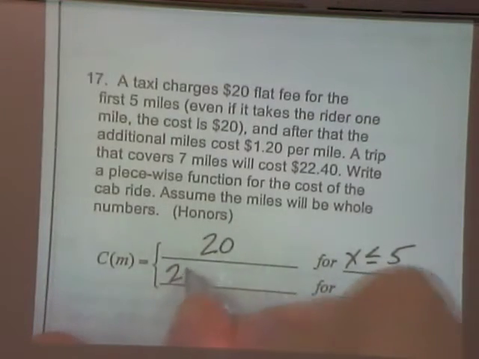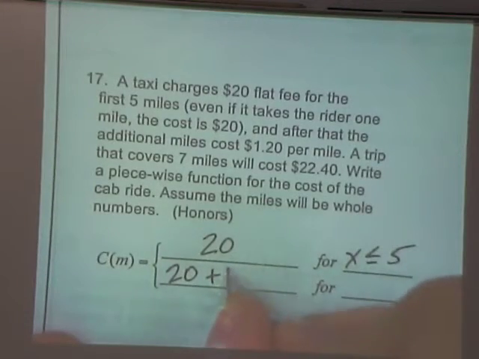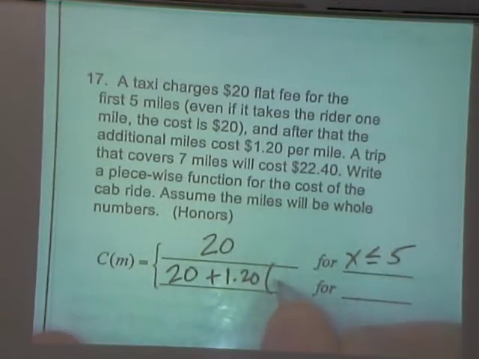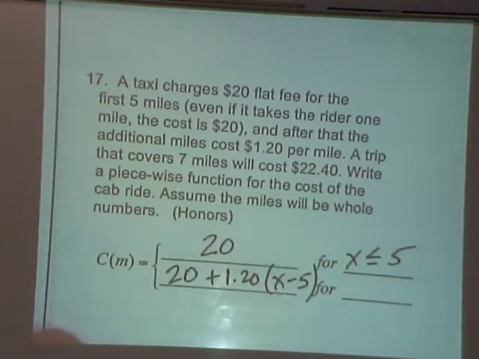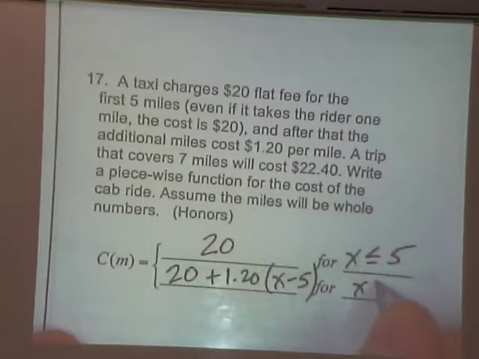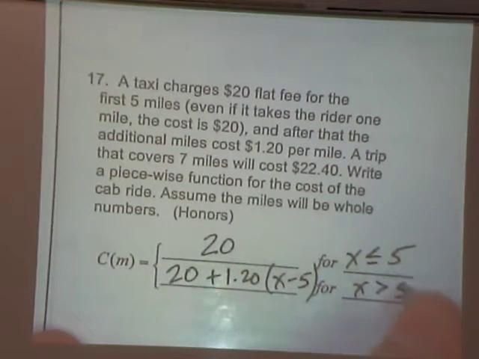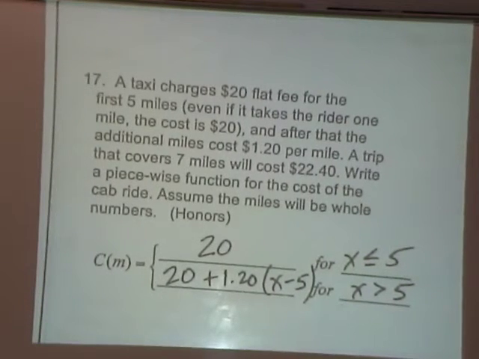So y is equal to 20 plus $1.20 per mile for every mile that's greater than 5, right? So for x greater than 5. Okay with that? Yeah. Good. Questions on 17? No.